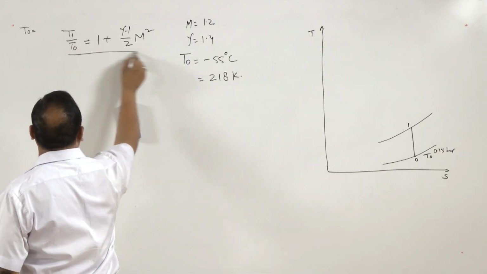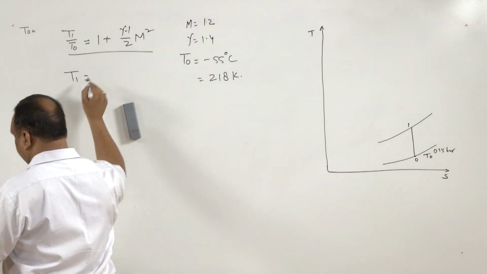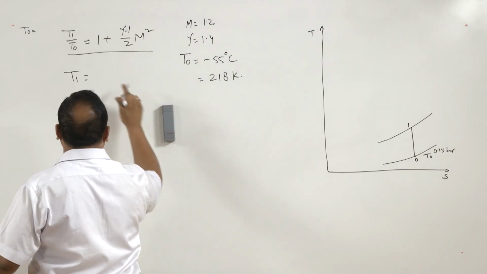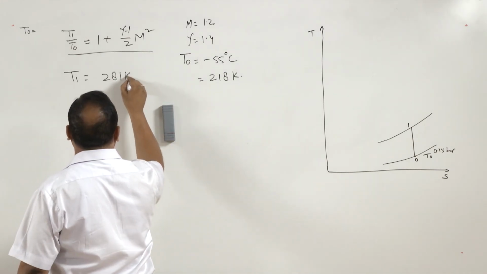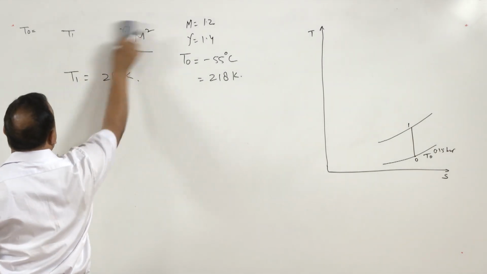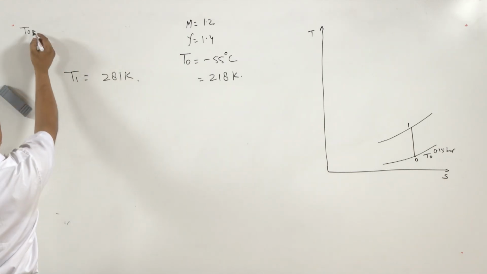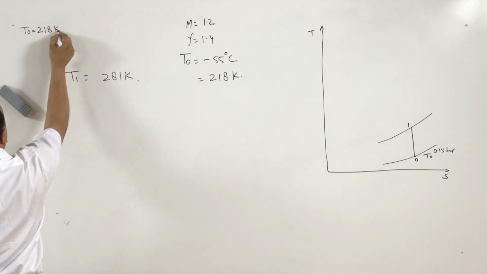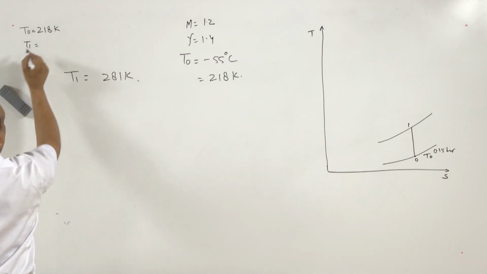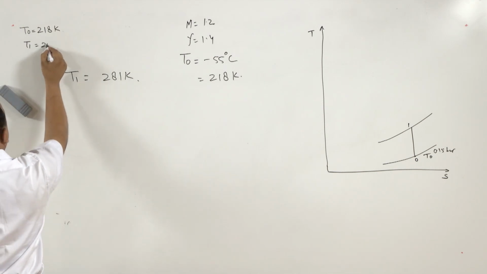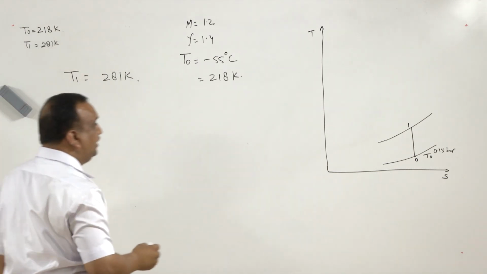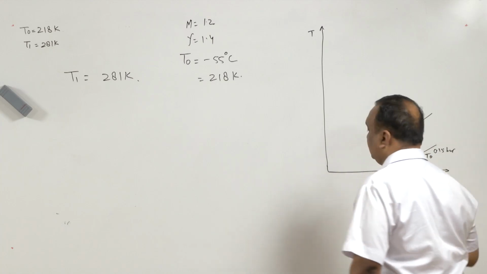From this equation we can find the value of T1 as 281 Kelvin. So, here we will write T0 is equal to 218 Kelvin, T1 is equal to 281 Kelvin. So, the value of T1 is 281 Kelvin.